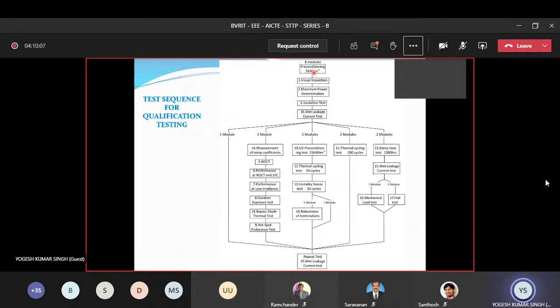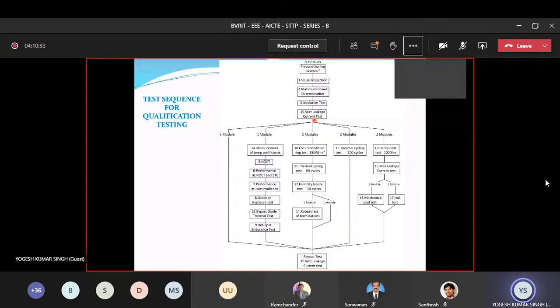So in the preconditioning unit, I will explain in a further slide. Each module will be put under 5 kilowatt hour per meter square of insulation. Then one module goes for the visual inspection, the second module goes for the maximum power determination. Then the third is the insulation test, and the fourth we will take the wet leakage current.